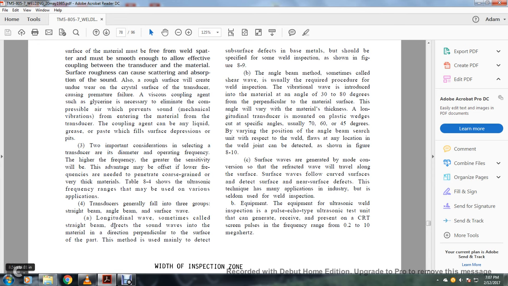A, the longitudinal wave, sometimes called the straight beam, directs the sound waves into the material in a direction perpendicular to the surface of the part. The method is mainly used to detect subsurface defects in the base metal, but should be specified with some of the welding inspections shown in figure 8.9.